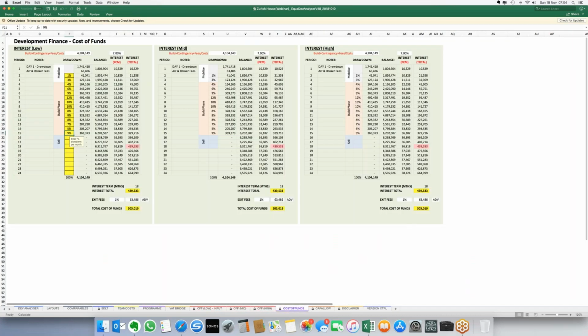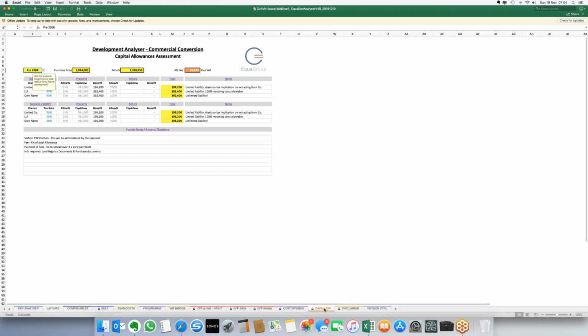You've got costs of funds here. Again, this is calculated on a low, medium and high level. That just works out the interest cost over the term and any exit fees that may be applicable. Capital allowances there. So again, an automatic calculator, should capital allowances be applicable to the property?